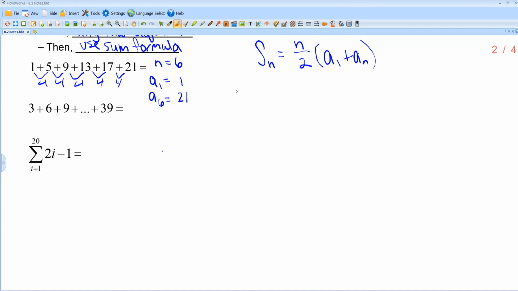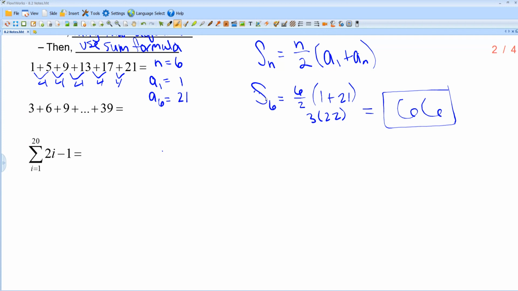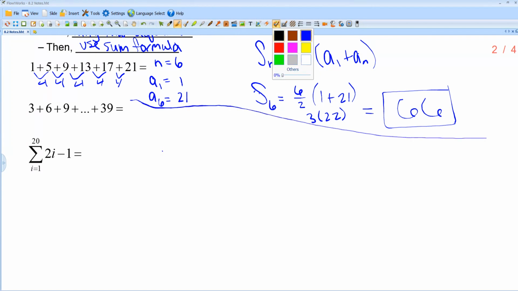So for our sum formula, we got everything we need now. We have s sub 6 is equal to 6 over 2 times 1 plus 21. This is 3 times 22, so 66. It's s sub 6 because we're saying the sum of the first 6 terms of this sequence. That's it. Easy breezy.